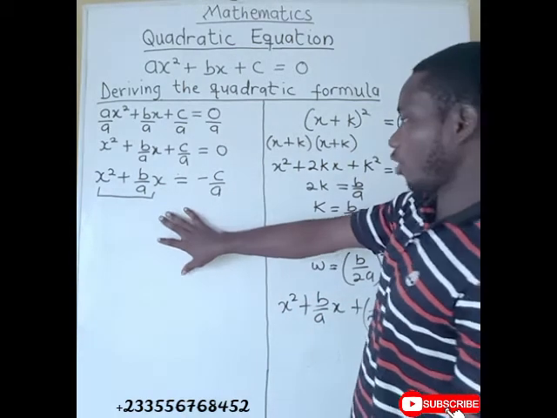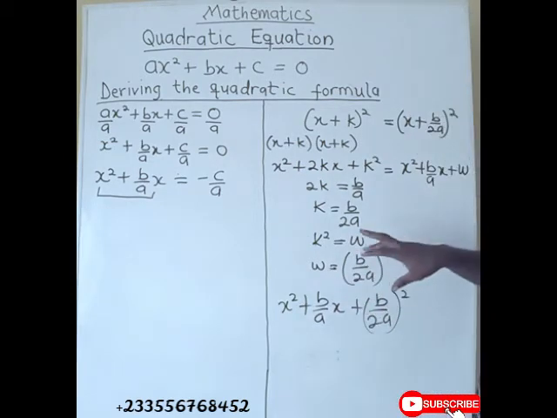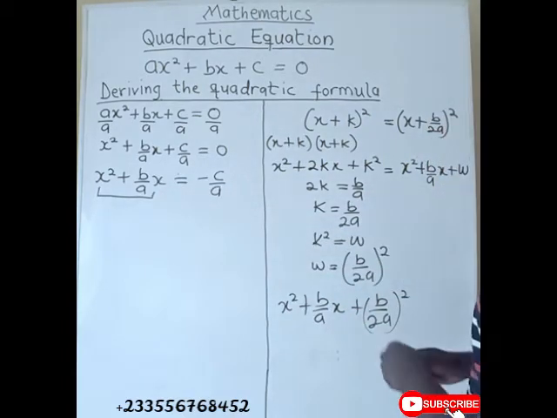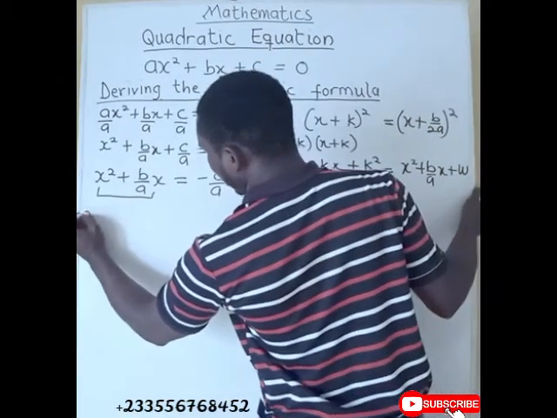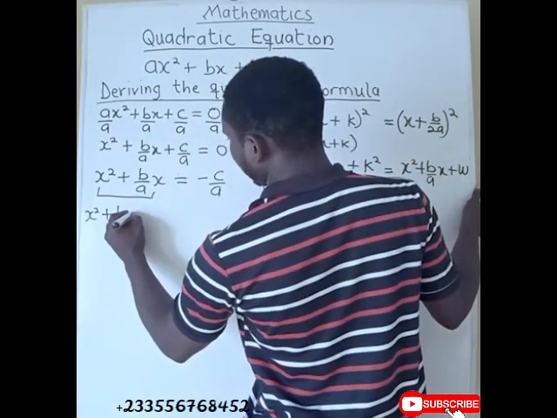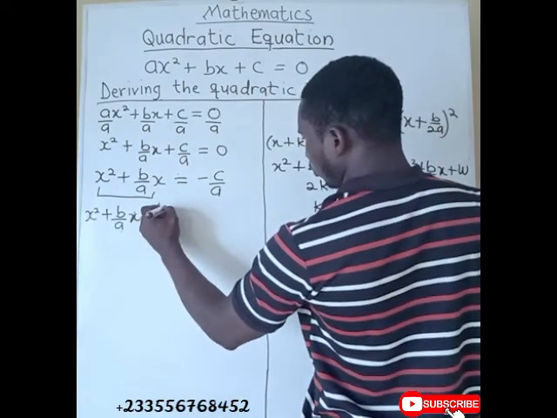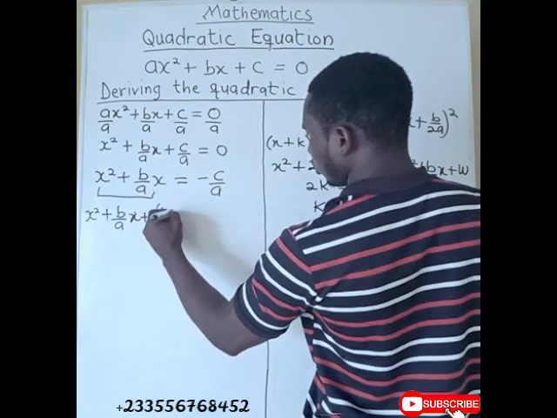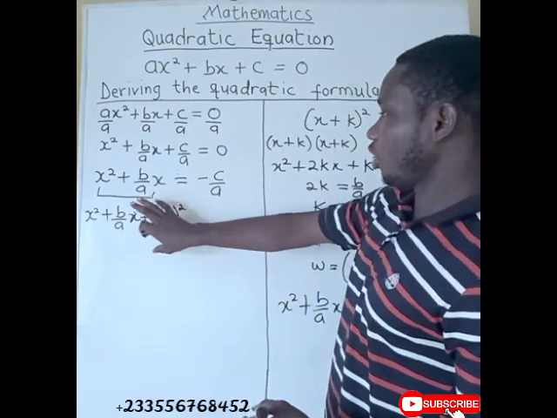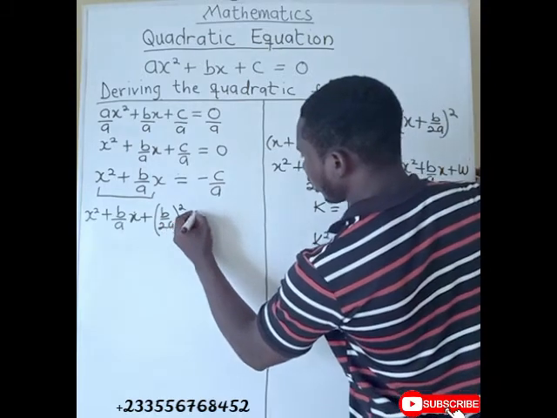So now back to our equation. Keep this one in mind. We are now going to insert the value of the constant, that's the w, into this equation. So we have x squared plus b over a x plus the w, which is (b over 2a) all squared. Since we have added this one to the equation, we have changed the equation. So not to tamper with the equation, we will subtract it by itself.